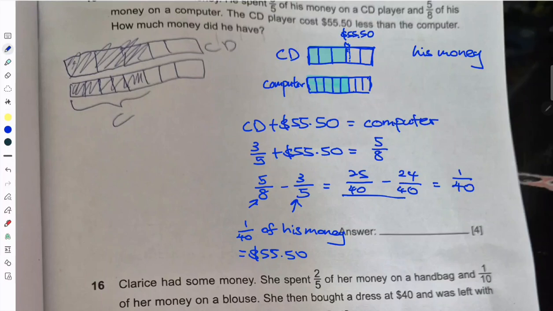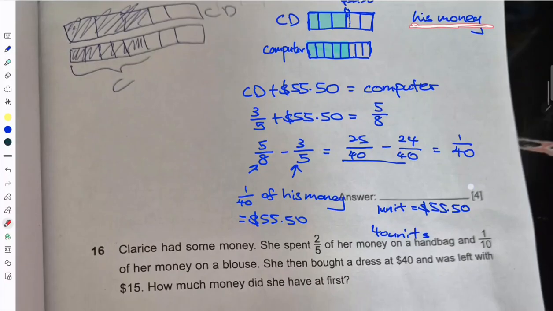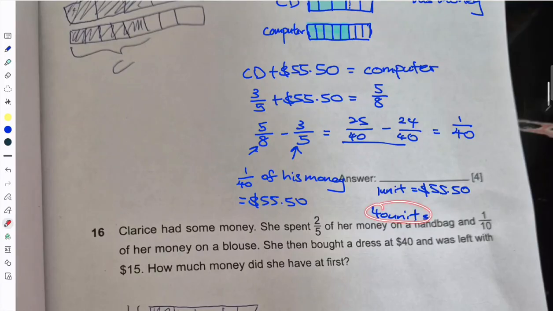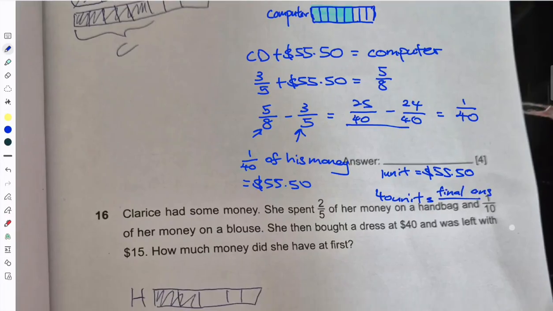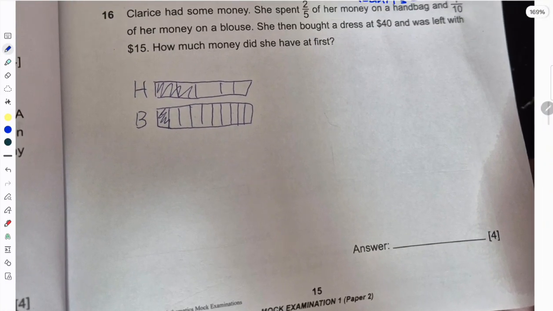Correct or not? 1 unit is $55.50. So what is 40 units? Because the total money he has is 40 units, right? So you find this out, okay? You find this out, and this will be the final answer. Okay, next question.